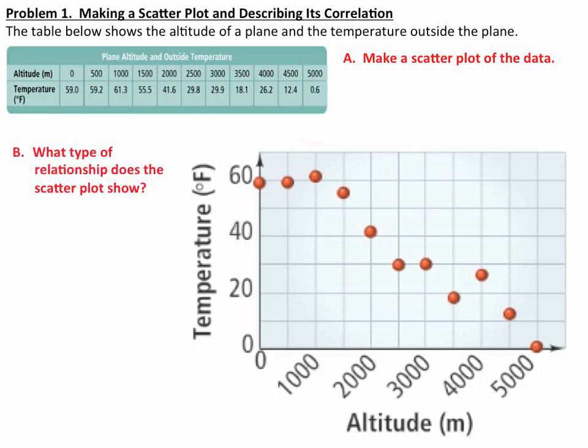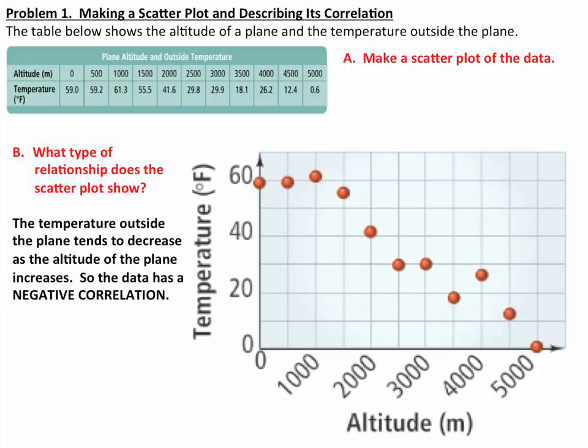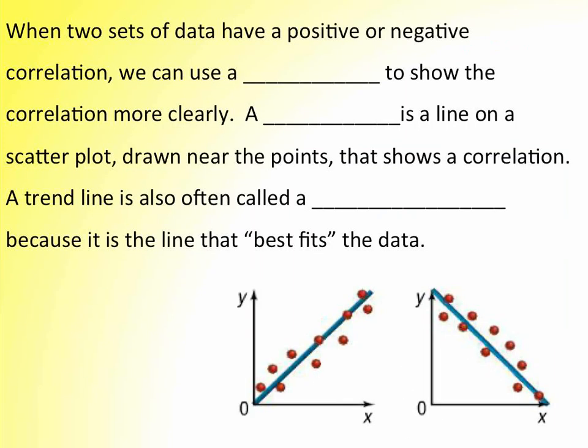So what type of relationship does it show? Well, as the x's are getting bigger, what's happening to the y's? The temperature outside the plane tends to decrease as the altitude of the plane increases. So the data has a negative correlation. As I move to the right, the points seem to go down. So we call that a negative correlation. X's are getting bigger, y's are getting smaller.